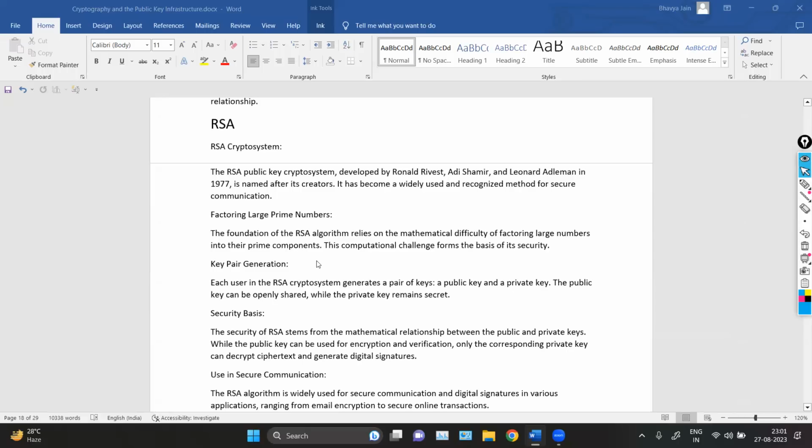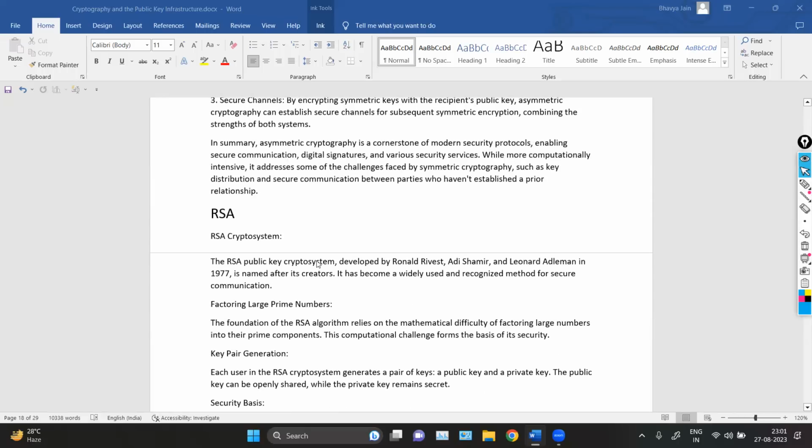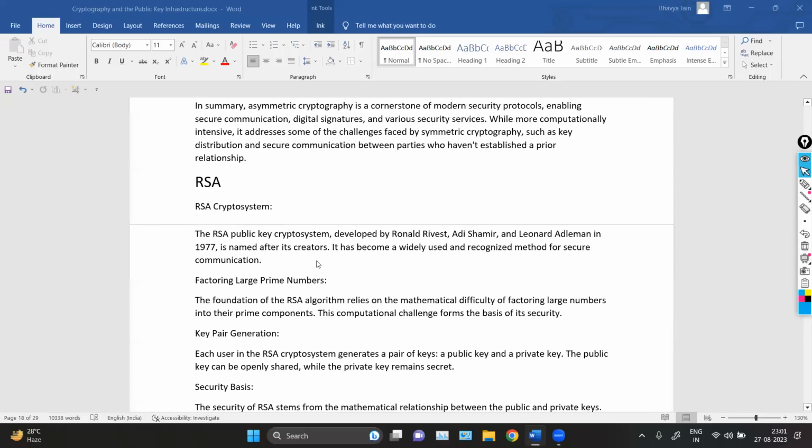So we have RSA. RSA is an asymmetric algorithm. It was developed by Ronald Rivest, Adi Shamir and Leonard Adleman in 1977 and is named after its creators: R, S, and A are the last names of these three developers. So it has become a widely used and recognized method for secure communication.